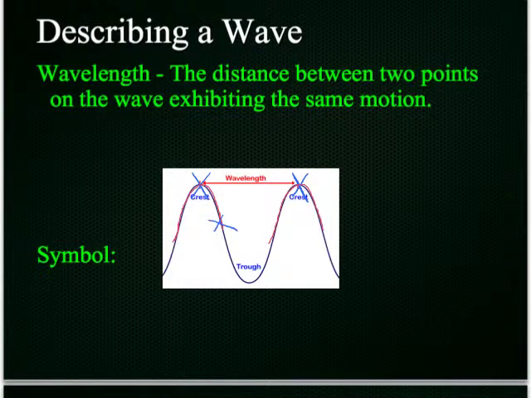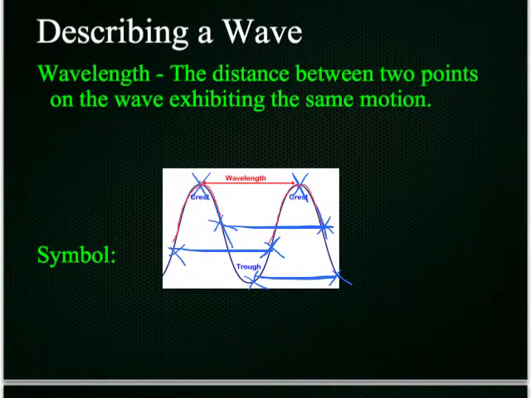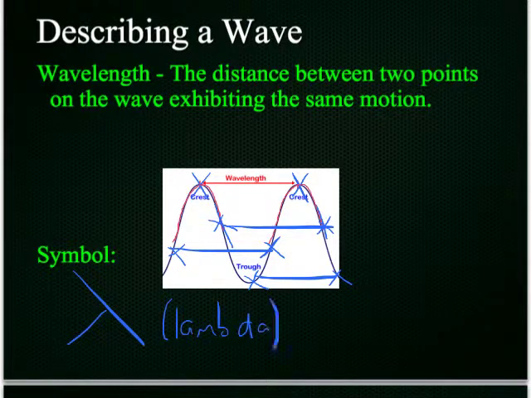It could also be from there to there, on the way down. It could be from there to the next trough. It could be from there to there. Okay, so the wavelength is from 2 points doing the same thing, the distance between them. So the symbol for wavelength is lambda, and the unit is meters. It's a distance measurement.